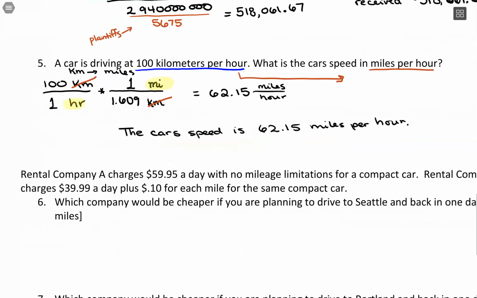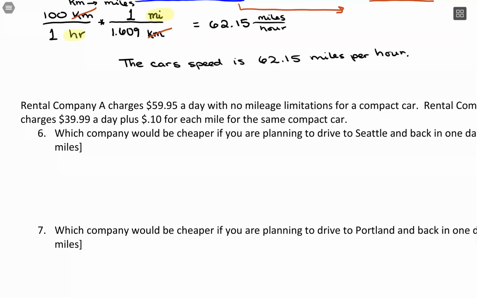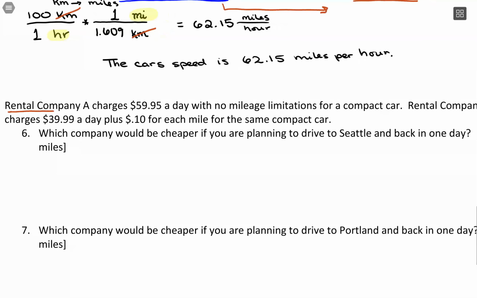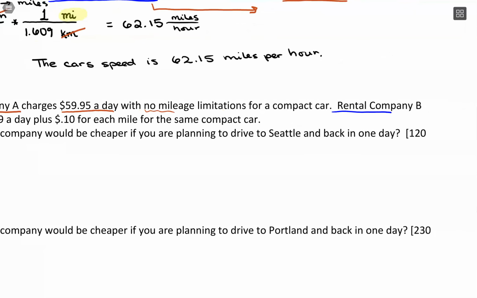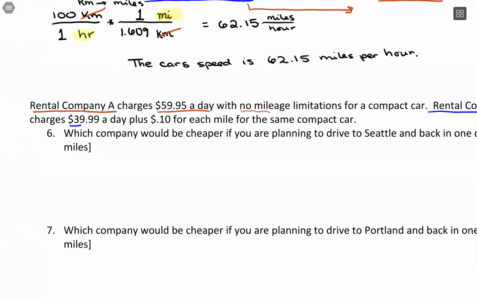All right, so we have these last three questions tied together with this information up here. We have two rental companies. Rental company A is charging $59.95 a day with no mileage limitations for a compact car. Rental company B is going to be charging $39.99 a day plus 10 cents per mile. So what we want to do is compare these two rental companies. What if we were driving to Seattle? We want to find which would be cheaper.